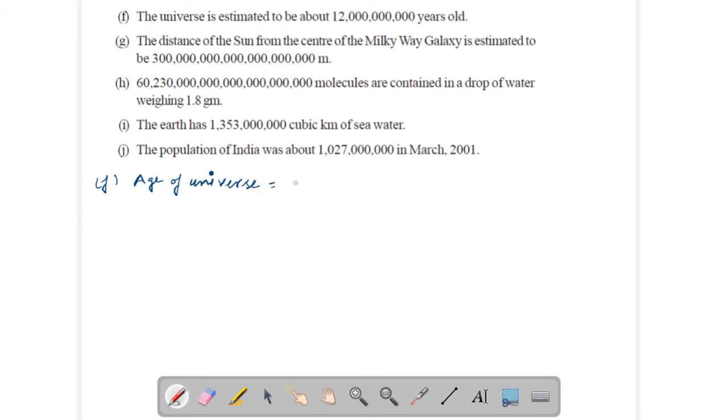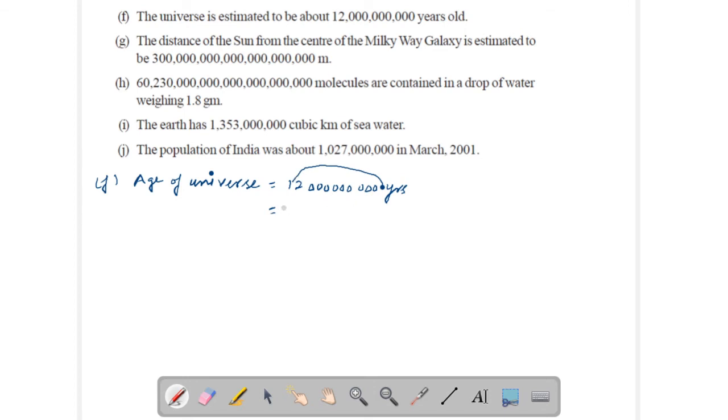It is 12,000,000,000 years. You have to write this number in standard form. Here, where is the decimal? On the right hand side. From here you have to bring it after one digit, that is after 1.